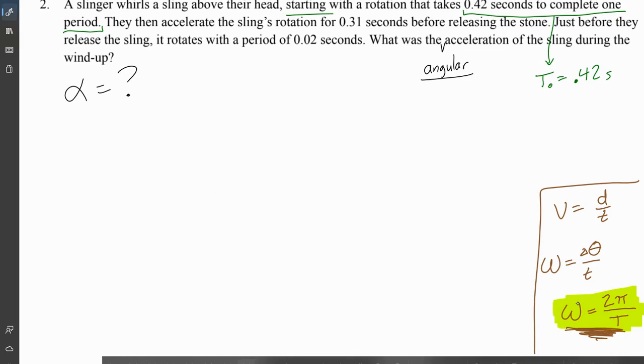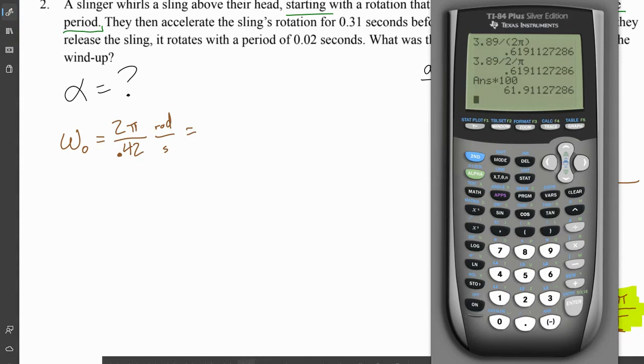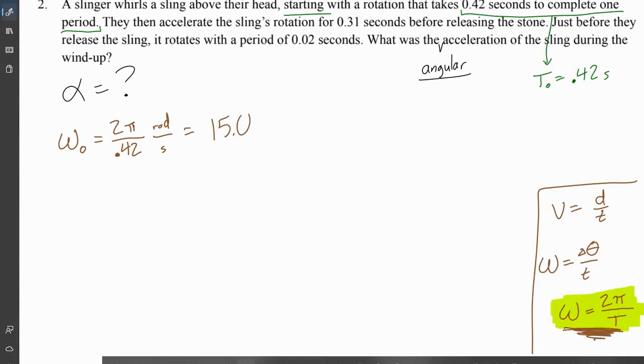So what this means is that angular velocity initial, because it's our initial period, is equal to 2 pi over that initial period. So in this case, 0.42, right, because that's 2 pi radians, and it takes 0.42 seconds. This gives us that our initial angular velocity is 2 pi over 0.42. So we get 14.95, which rounds up to 15.0 radians per second. Okay, so there's our given. That's our given now.